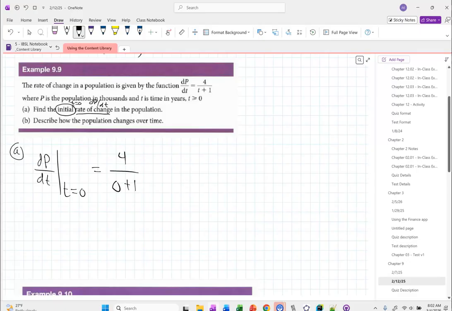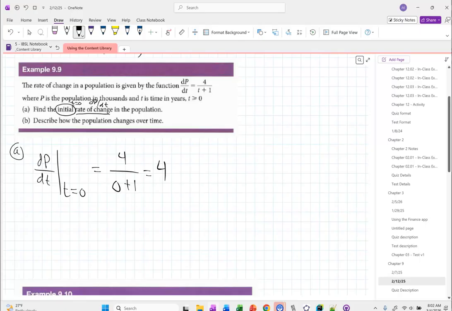It's like the same thing as f of 0. That's how we write it when it's dP/dt: we draw the vertical line and write t equals 0 down there. It's the same thing as saying f prime of 0. It's just how we use the notation. It means the same thing.